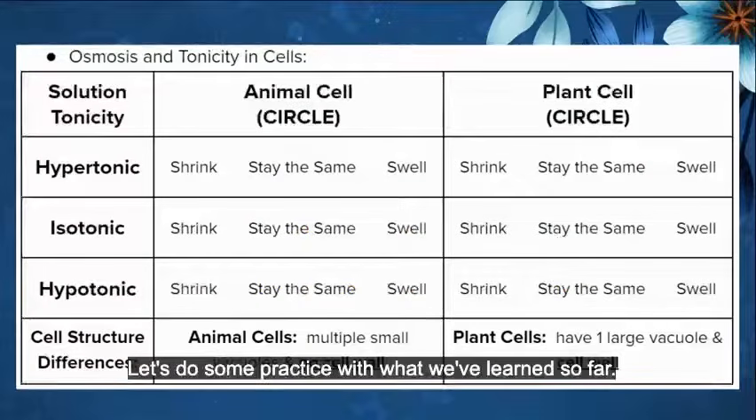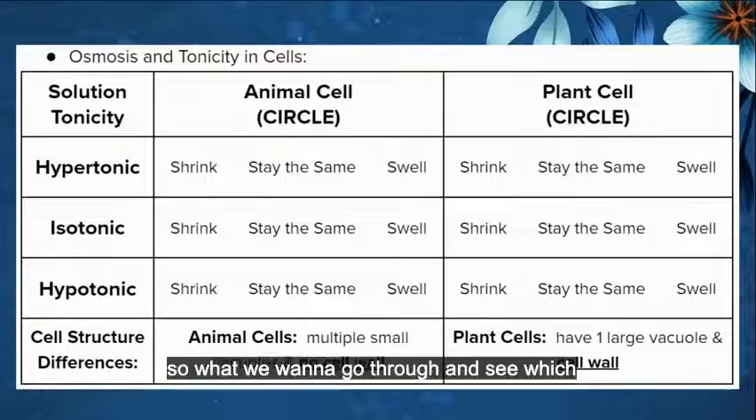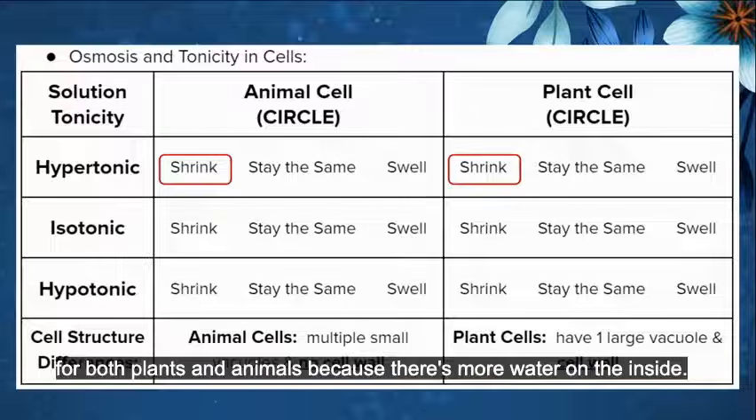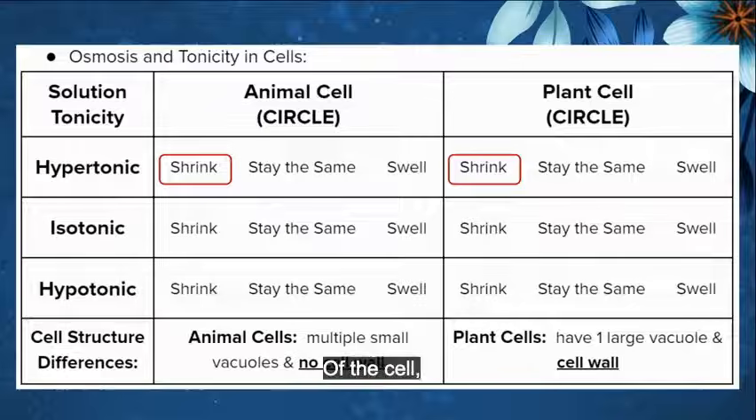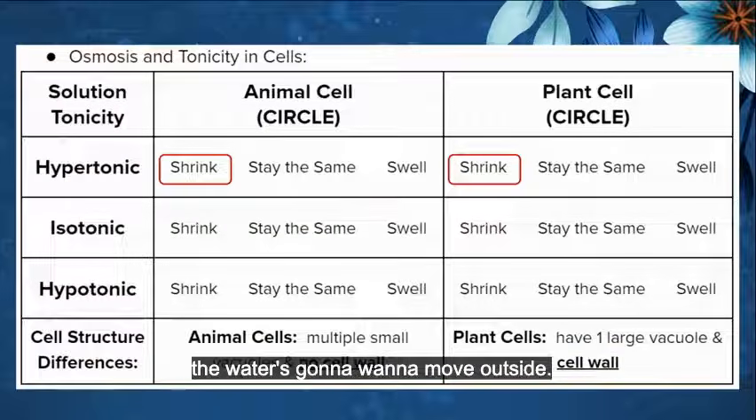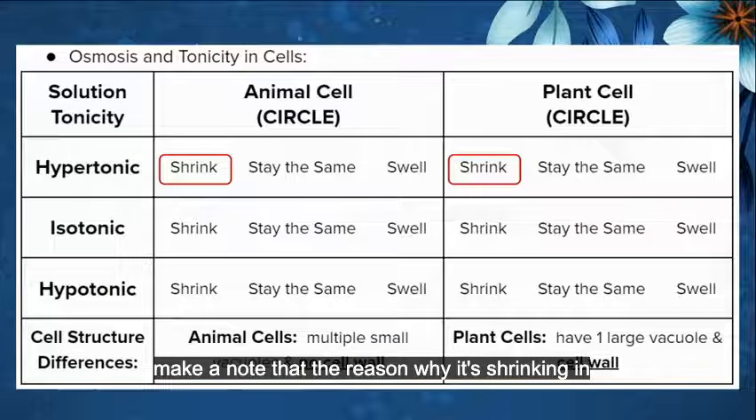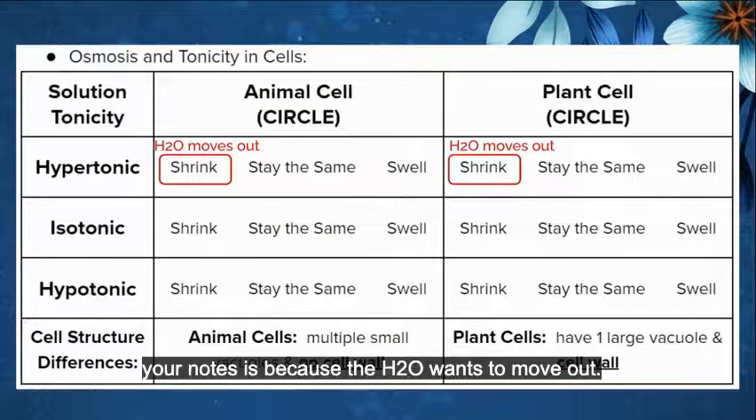Let's do some practice with what we've learned so far. So we want to go through and see which tonicity affects an animal cell and a plant cell. Hypertonicity will cause the cell to shrink for both plants and animals because there's more water on the inside of the cell. The water is going to want to move outside. Please make a note in your notes that the reason it's shrinking is because the H2O wants to move out.